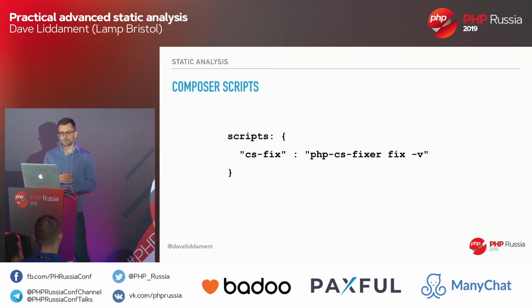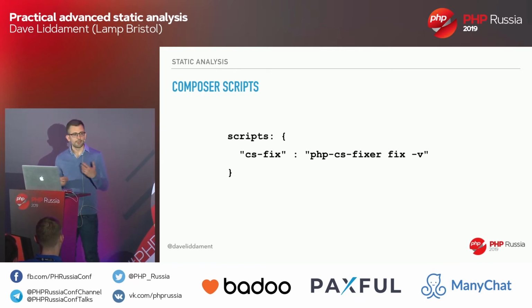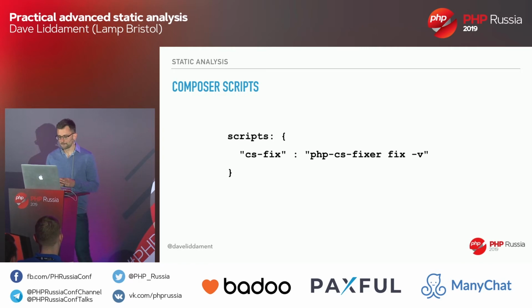The other script I'd recommend adding to your composer scripts section is CSFix, and that calls the coding standards fixer tools. And this again means if you switch fixers or you add in new fixers, all you have to run is composer run-script CSFix. And there are other ways, you could use a Phing script or a bash script to do this, but composer scripts is just one way of doing it.